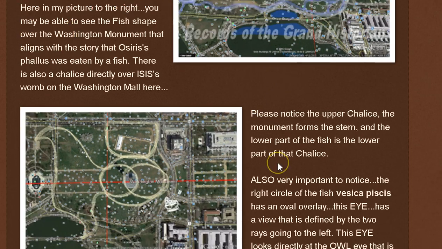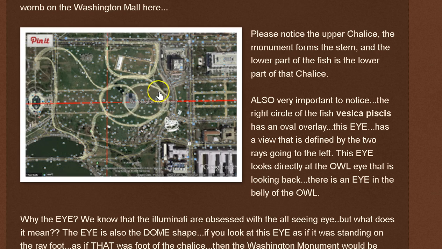Also very important to notice, the right circle of the fish vesica piscis has an oval overlay. This eye has a view that is defined by the 2 rays going to the left. This eye looks directly at the owl eye that is looking back. There is an eye in the belly of the owl.